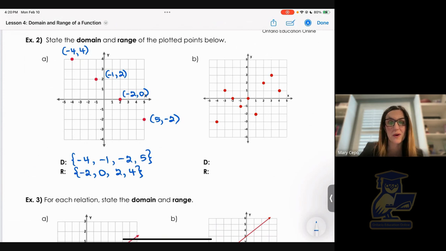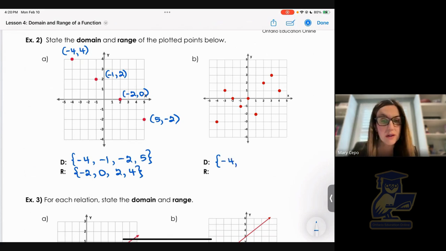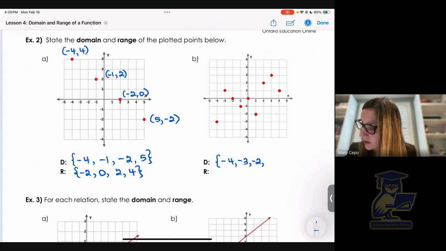Looking at B, we have a whole bunch of scattered points, a little bit tight in there to be able to list them all off, but you would read it from left to right for X and from lowest to highest for Y. Keeping in mind that definition of domain, domain are all possible values for X. So let's start at the far left. Okay, the first quadrant is -4, -3. So we're going to say -4 is included, -3, -2, -1, 0, 1, 2, 3, and 4.